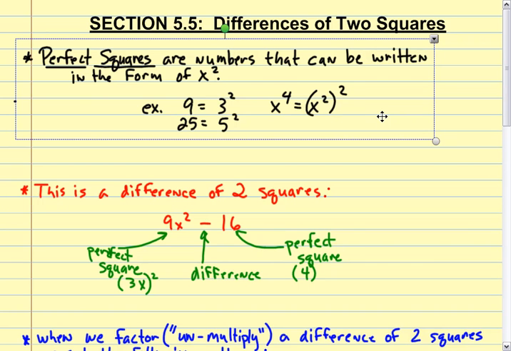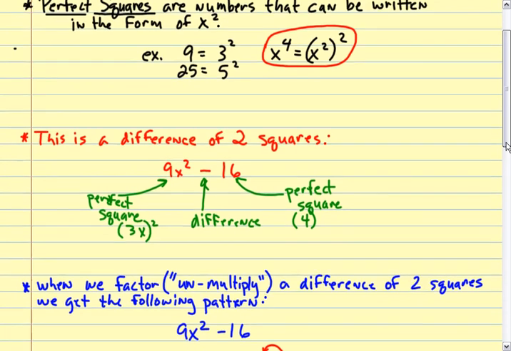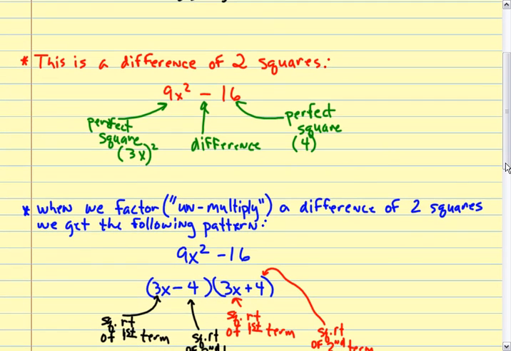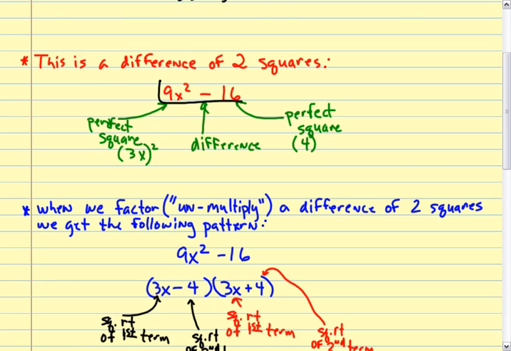Look at this one over here. Okay, x to the fourth is equal to x squared squared. All right, so that x to the fourth is a perfect square because I can write it as something squared. All right, now let's go down here and let's look at this part. This is a difference of two squares. I'm going to circle it in black here. 9x squared minus 16 is a difference of two squares.